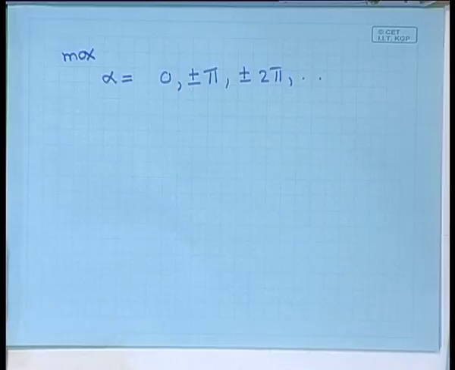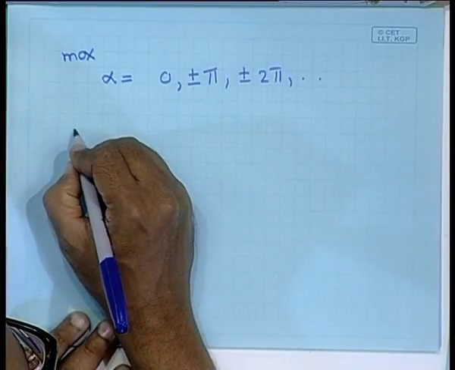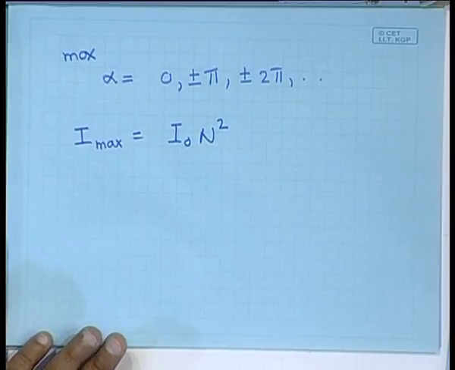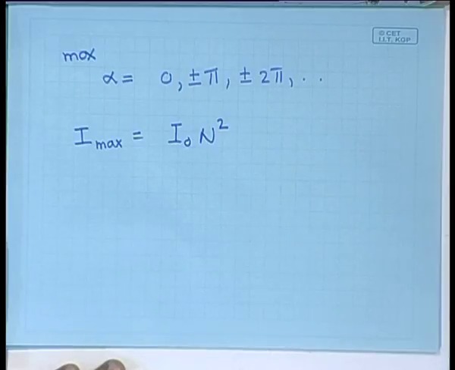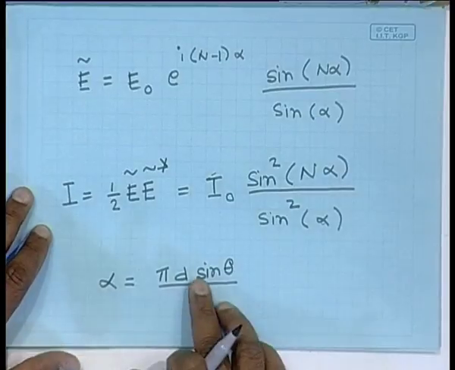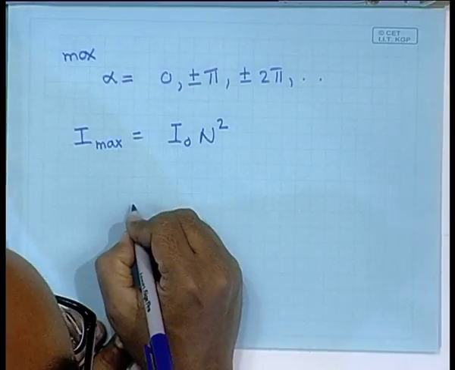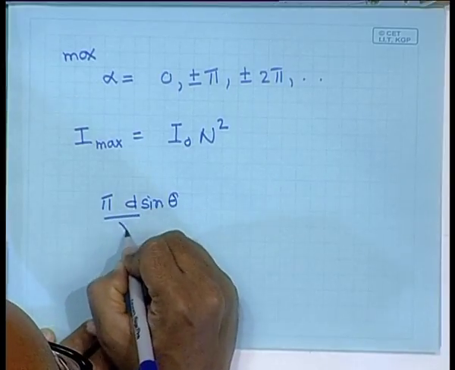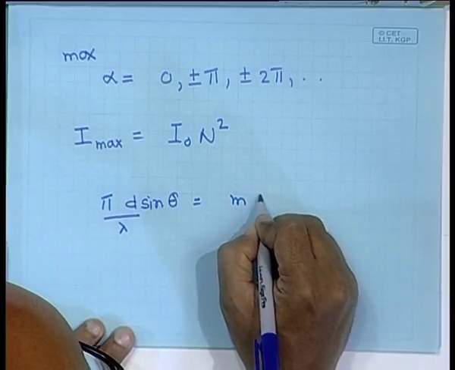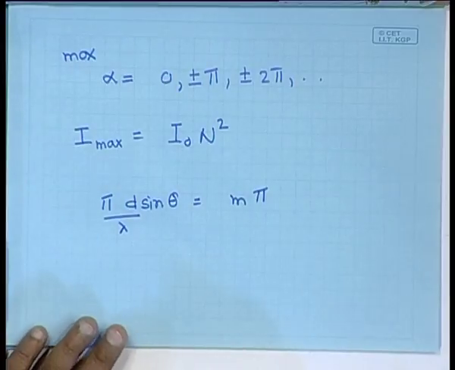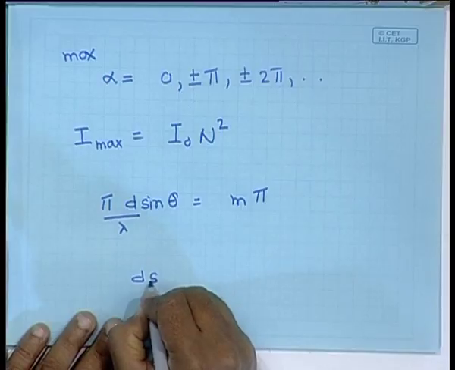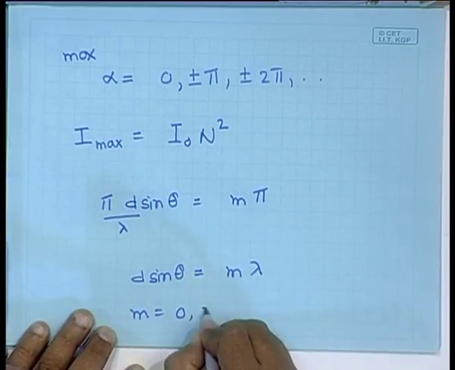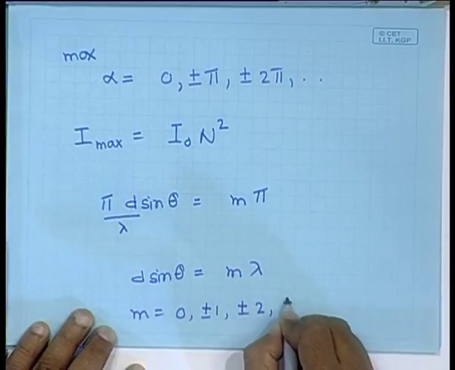The maximum value of the intensity is I naught into n square, and there will be many of them whenever alpha is equal to 0 or plus minus pi or 2 pi, etc. Writing this out in terms of the angle theta, we see that the maximum is going to occur whenever d sin theta pi by lambda is equal to m pi, where m can be any integer 0, plus minus 1, 2, 3, etc. Or it tells us that d sin theta is equal to m lambda, where m can have values 0, plus minus 1, plus minus 2, plus minus 3, etc.